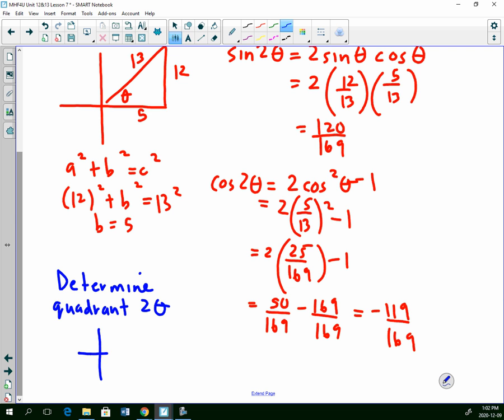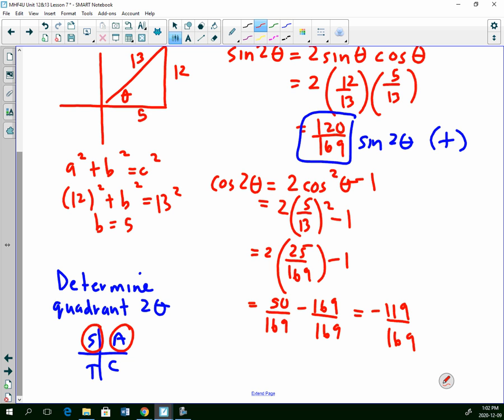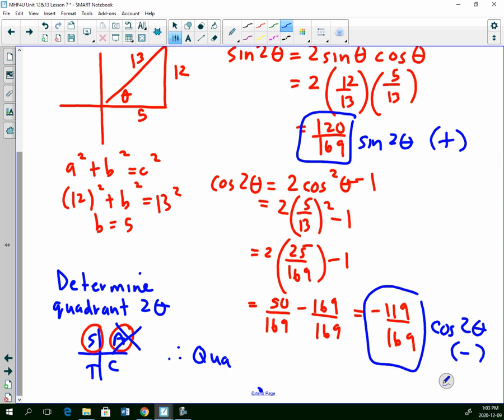So all I'm going to do is use my cast rule. It's not too difficult. Sine 2 theta is positive, right? So sine, the double angle for sine is positive. So when I look at my cast rule, it would have to be in quadrant 1 or 2 because it's positive, okay? Then I'm going to look at my cosine theta. Well, cosine of the double angle has a negative result, which means it can't be in quadrant 1, it must be in quadrant 2. So the double angle is in quadrant 2.